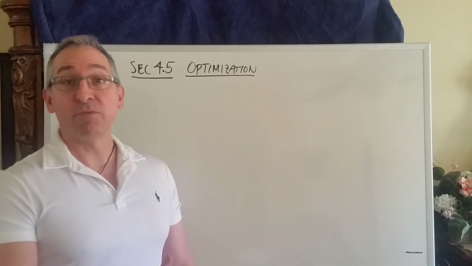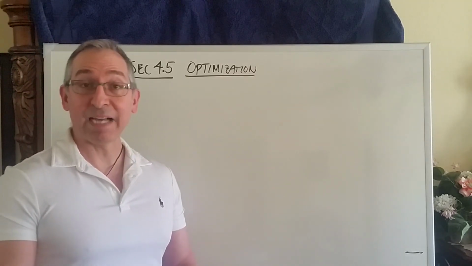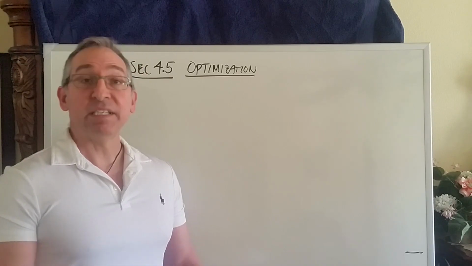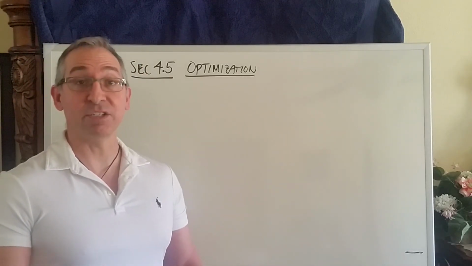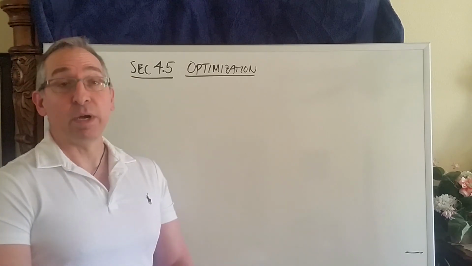Then we saw in chapter 4, the beginning of chapter 4, we could find maximums and minimums, increasing, decreasing, concave up and concave down, right? So there's quite a few applications of derivatives. Now this is going to be another one, optimization.